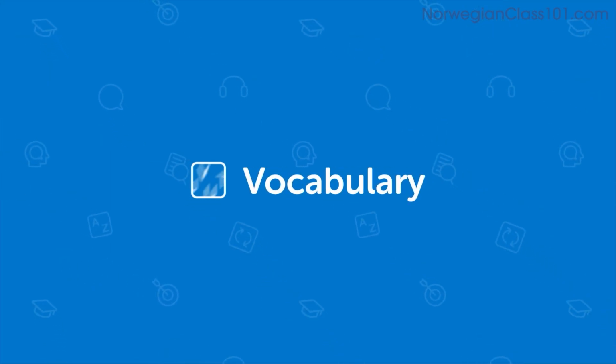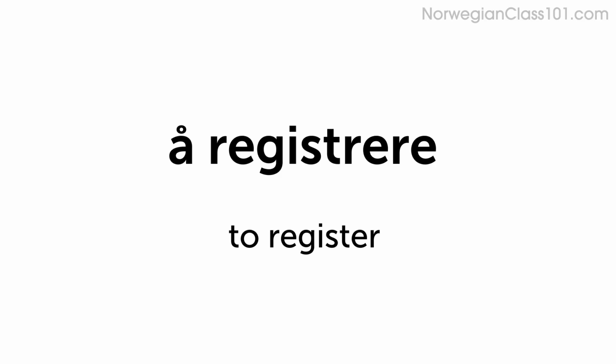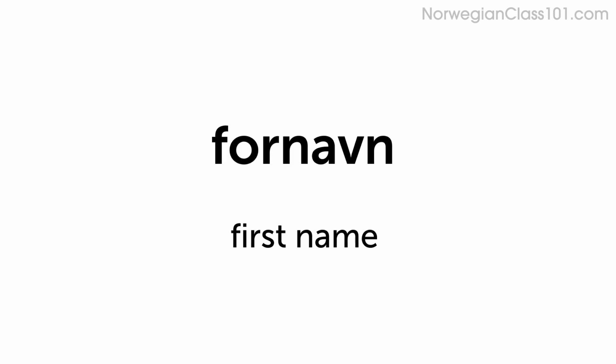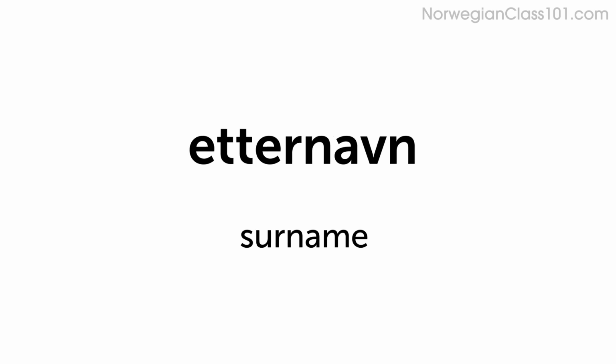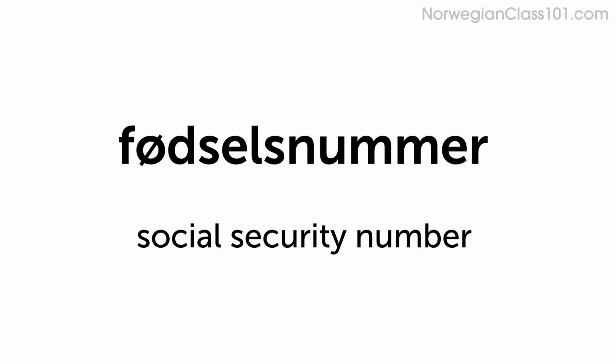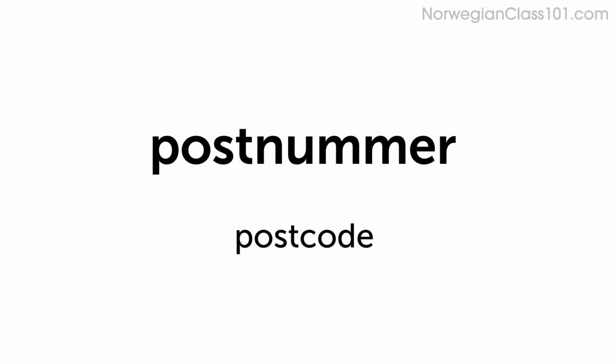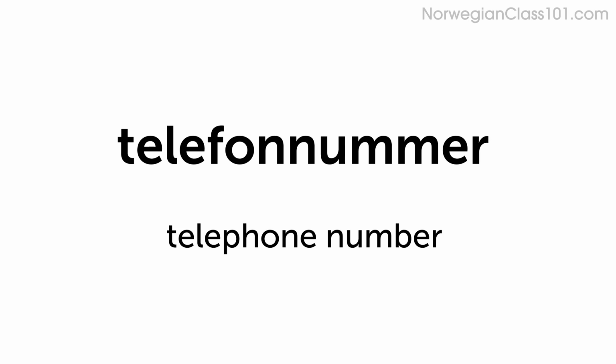Now you'll hear the key vocabulary, followed by the English translation. Å registrere. To register. Skjema. Form. Fornavn. First name. Etternavn. Surname. Fødselsnummer. Social security number. Gateadresse. Street address. Postnummer. Postcode. Telefonnummer. Telephone number.